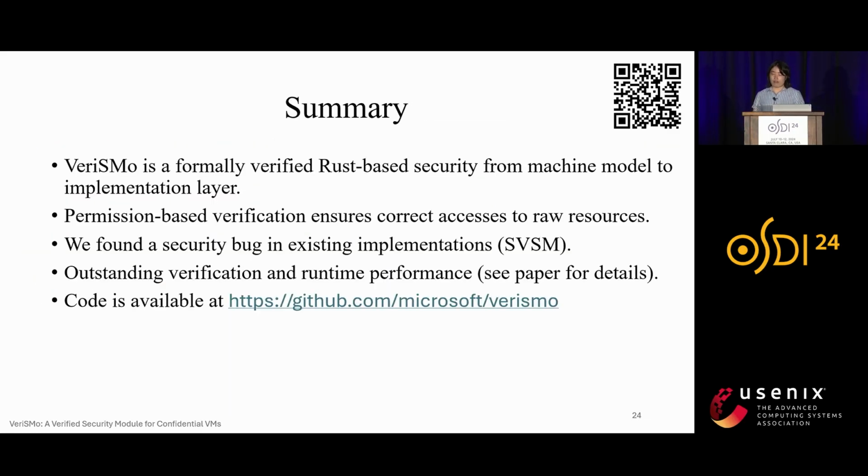To conclude, VeriSMo is a fully verified Rust-based security module for confidential VMs that is not only cryptographically attested by hardware, but also formally verified. We can effectively verify over 8,000 lines of executable code using the tracked permission technique, which demonstrates the power of formal verification. And also, we can utilize formal verification to detect a very deep bug that can be very easily missed by code review. And our performance is very outstanding, and you can refer to our paper to understand how we evaluate it and how we compare with unverified code.